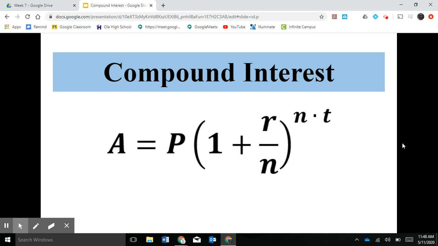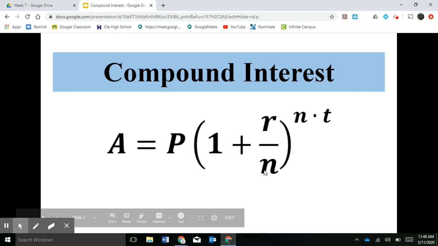All right, guys. This is the second lesson for this week, compound interest. Compound interest should look real familiar to you. Last week we did growth and decay. Growth and decay is the exact same formula except for the N. The N is where the compound comes in.